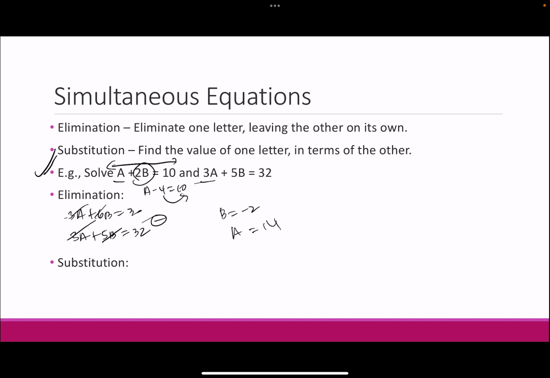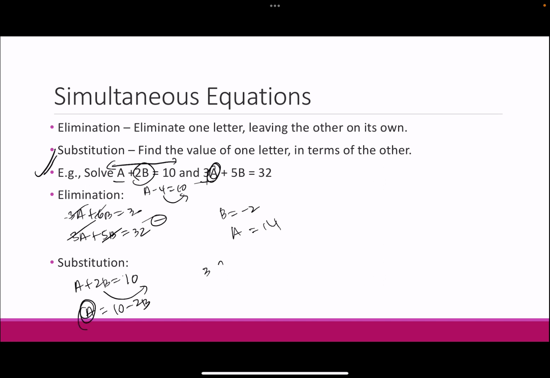Now substitution, we're going to start with one equation at a time. So I'm going to move the 2b over in this first equation. Now I know what a is in terms of b. So this is what I mean by find one letter in terms of the other. And when I do this, I'm going to sub this value of a into here.